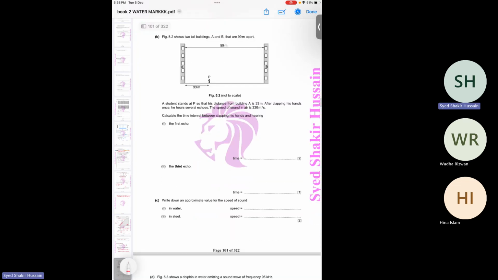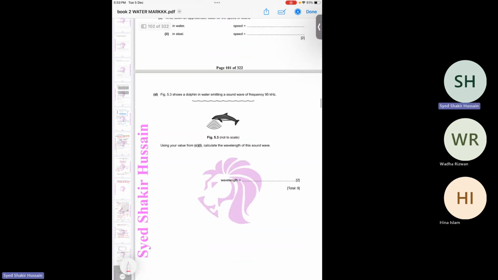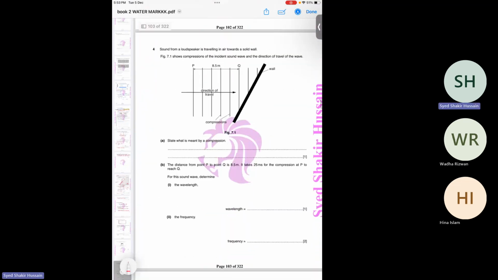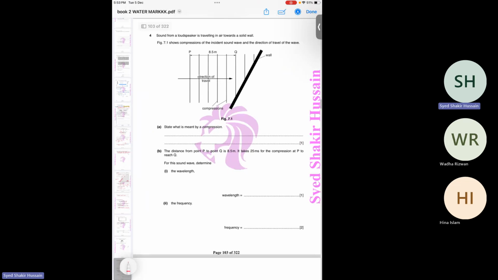Okay, this is a sound question once again, so we will just skip this. Ultrasound, not doing that either. This is question number 4. Please read it again.